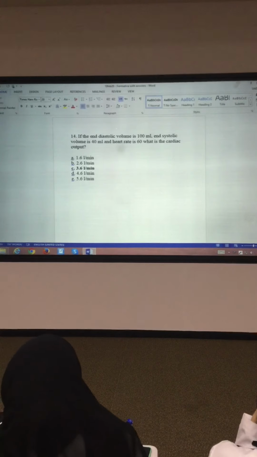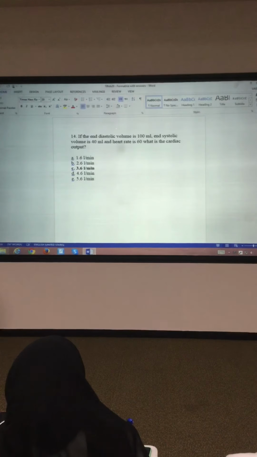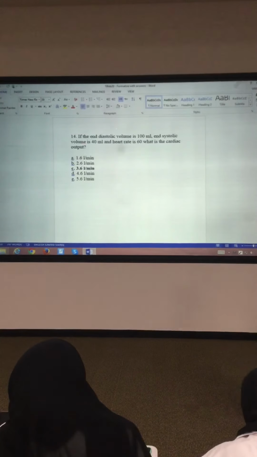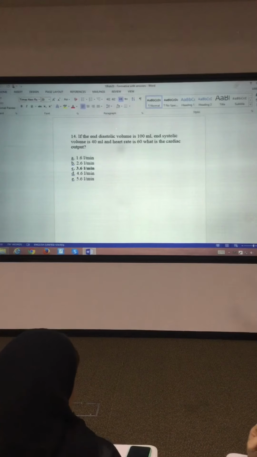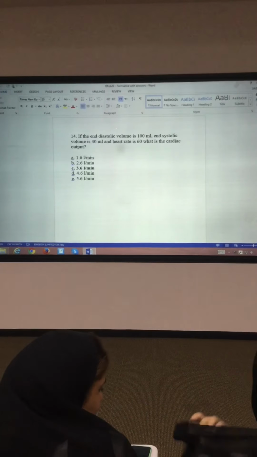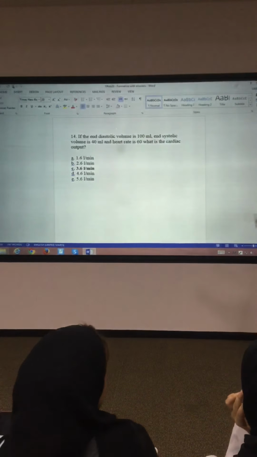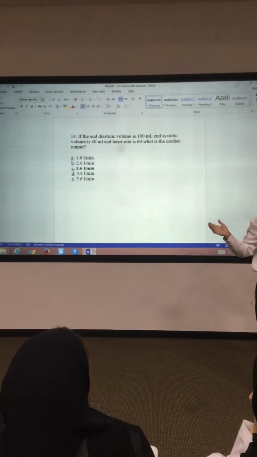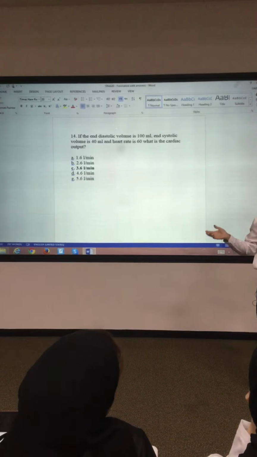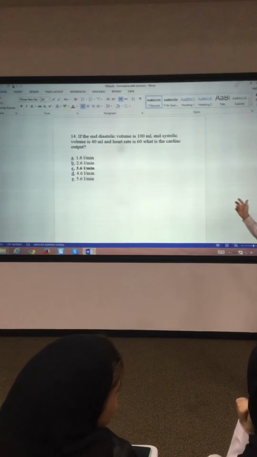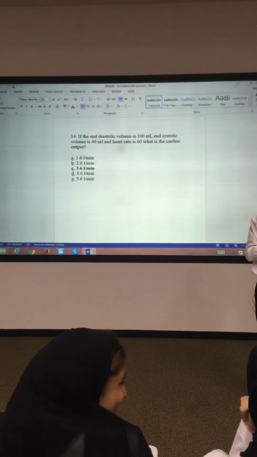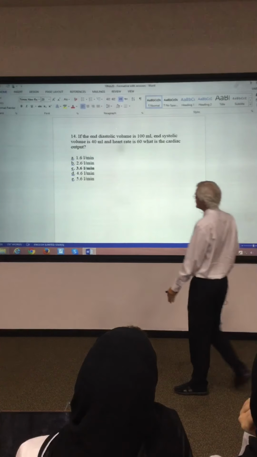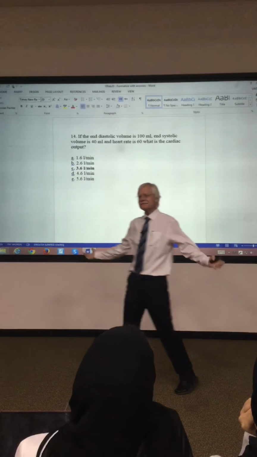A little bit of a calculation. I saw people rustling around, pulling out calculators, thinking, my goodness. Here you just simply need to subtract one from the other, don't you? End diastolic, end systolic. The difference is 60 mils, isn't it? 6 times 6 is 36. Do we have a 36 in the answer? 3.6.